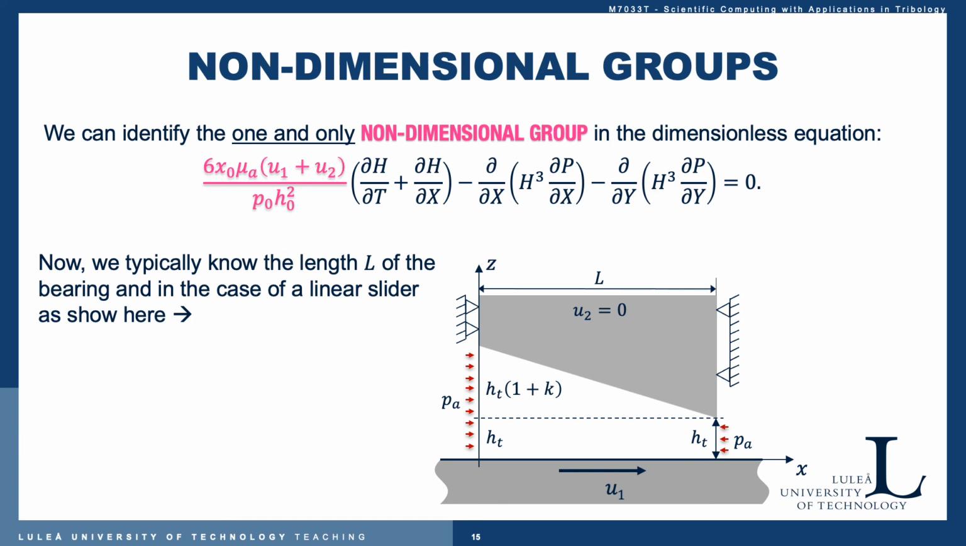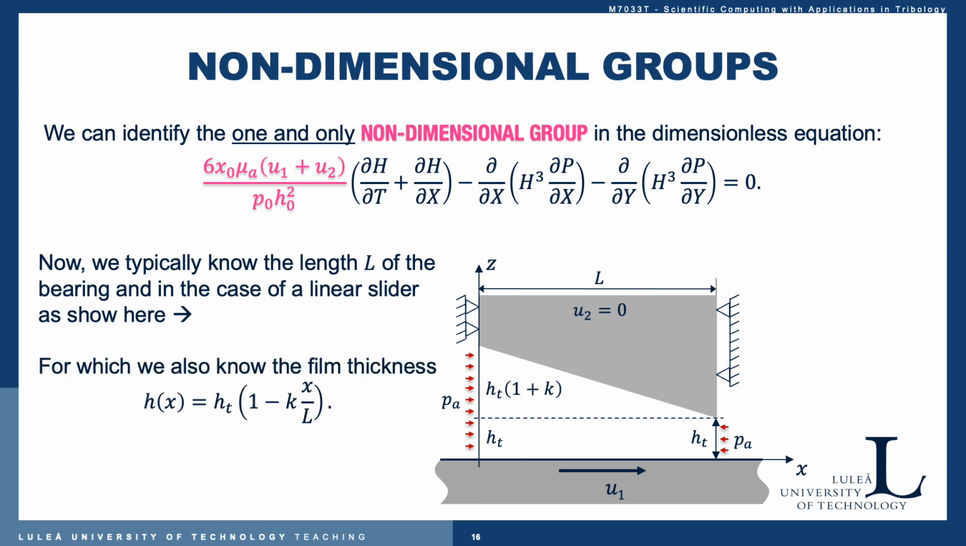Now, we typically know the length L of the bearing, and in the case of a linear slider, as shown here, we also know the film thickness. And now I have formulated this in another form. Previously we involved the inclination angle alpha, and now I have introduced an inclination parameter k instead. It is sometimes more convenient to present the equation in this form.